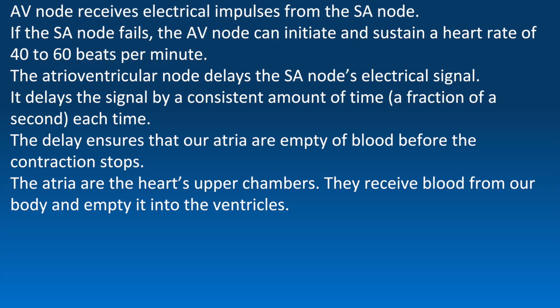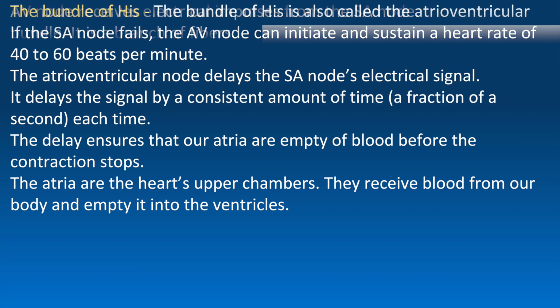The atrioventricular node delays the SA node's electrical signal. It delays the signal by a consistent amount of time, a fraction of a second each time. The delay ensures that our atria are empty of blood before the contraction stops. The atria are the heart's upper chambers. They receive blood from our body and empty it into the ventricles. In order to facilitate the complete emptying of the atria, the atrioventricular node delays the SA node's electrical signal.